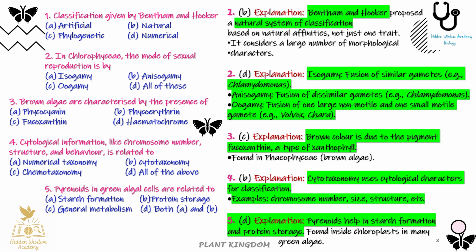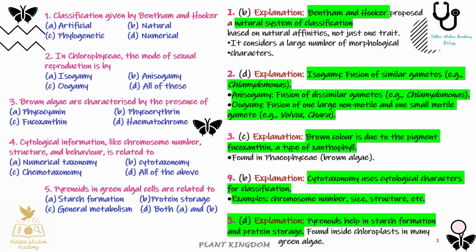Explanation: Option A is isogamy, which means fusion of similar gametes, example, Chlamydomonas. Option B is anisogamy, which means fusion of dissimilar gametes, example, Chlamydomonas. Option C is oogamy, which means fusion of one large non-motile and one small motile gamete, example, Volvox, Chara. Chlorophyceae have all these modes of sexual reproduction. So, option D is the correct answer.